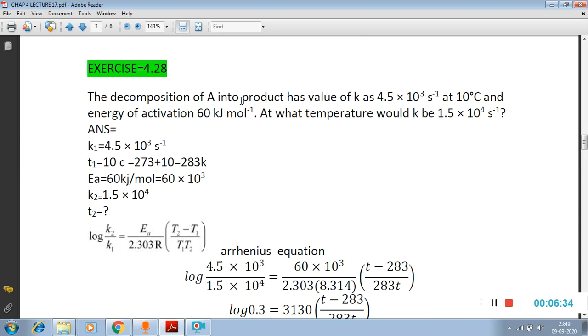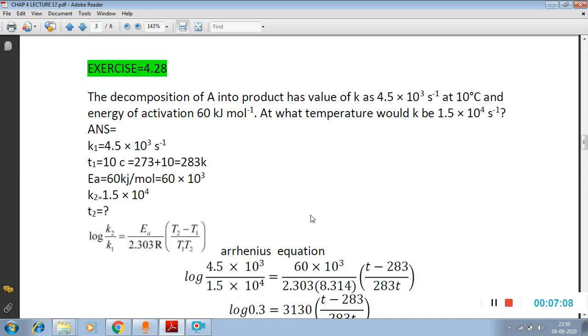Now next question, exercise question number 4.28. The question is like this: the decomposition of A into product has value K equal to 4.5 into 10 raised to 3 second inverse at 10 degrees Celsius, and energy of activation is 60 kilojoule per mole. At what temperature would K be 1.5 into 10 raised to 4 second inverse?